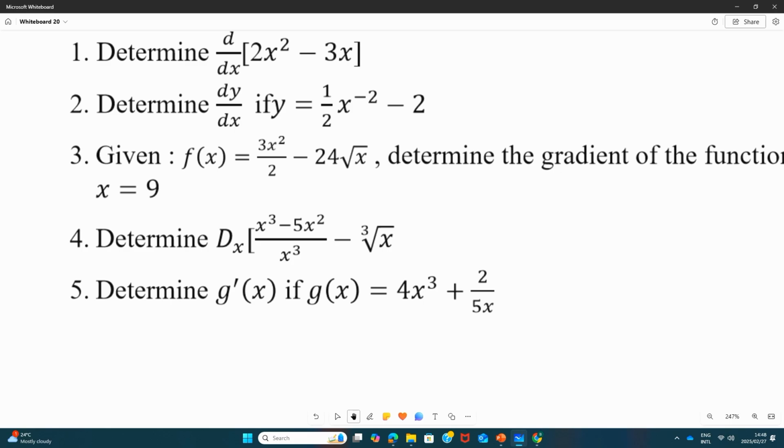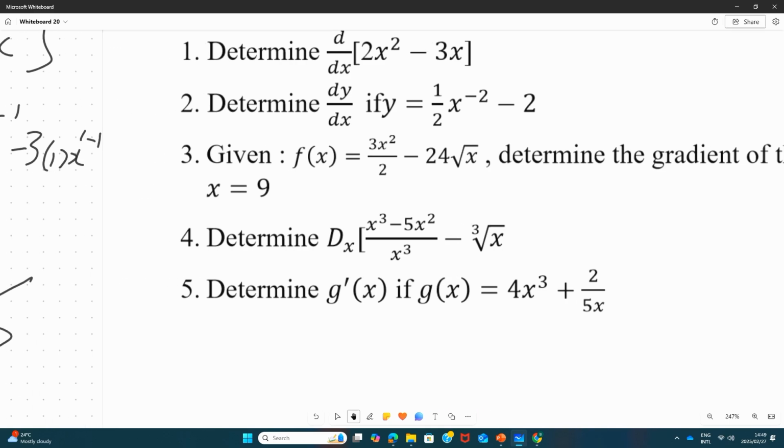Again, we're looking at the golden rules. Are there any root signs there? No. And then is your base, which is x, what we're going to differentiate, on the denominator? And the answer is no. Then are there any brackets there before we start differentiating? No. Then we go on to solve now the equation. We say y equals to half x to the power minus 2 minus 2. And then we can start differentiating now.